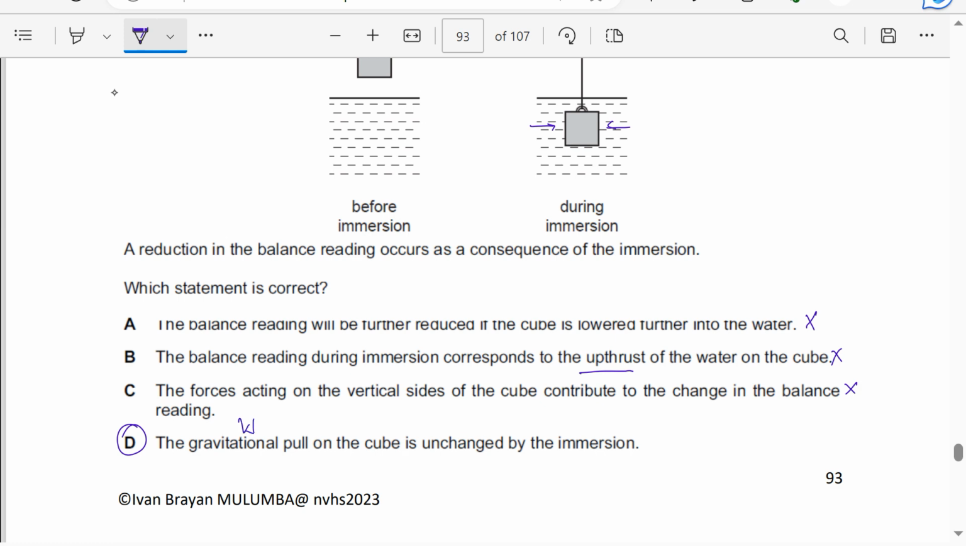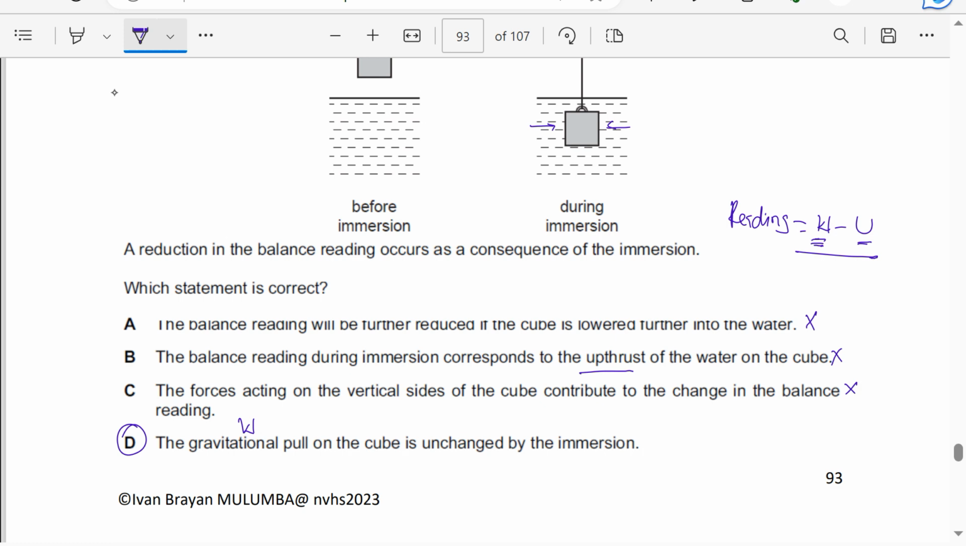The weight remains constant, but the reading is equal to the weight minus the upthrust. When the cube is fully immersed, the upthrust is constant, and the weight, of course, is always constant in the same medium. I mean, gravity is the same and the mass is the same. So the reading is weight minus upthrust. When the object is fully in water, the reading remains constant. Not until we remove it from the water does the reading reduce. So the answer is D.